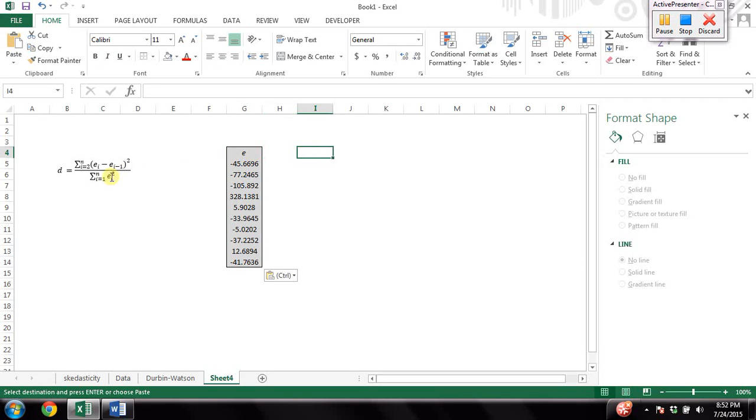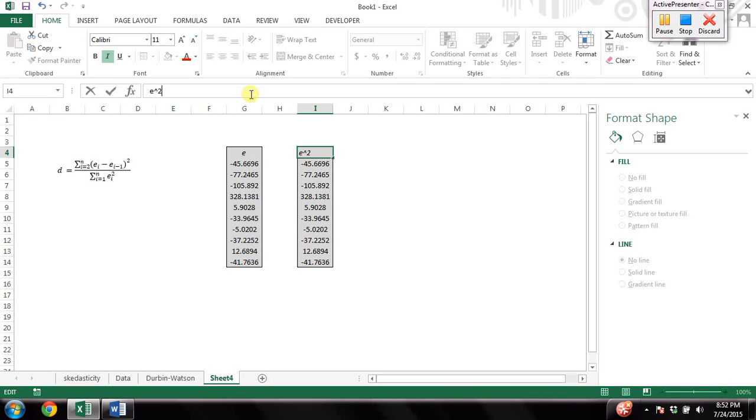So first, let's do the easy part, which is this denominator. Let's start by squaring it. This will mark each residual squared. So all I'll do is equals this times itself, which will square it, and then drag that down. Now we have the denominator.